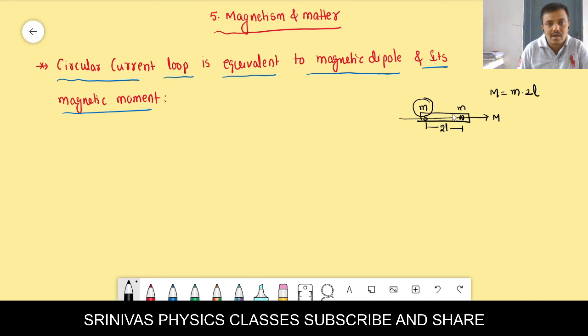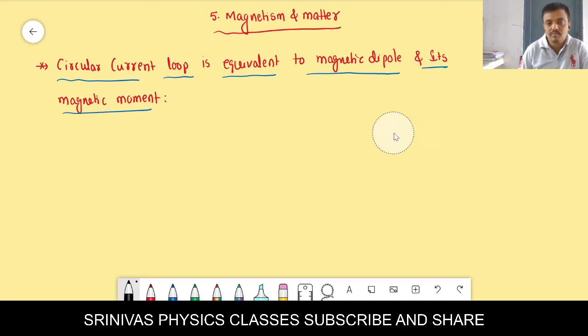This magnet is called a magnetic dipole. Bar magnet is called a magnetic dipole. Dipole means two poles, south pole and north pole. Magnetic dipole means bar magnet. What I am telling is that the circular current loop, that means a current carrying loop, is equal to a dipole. Equal to dipole means what?